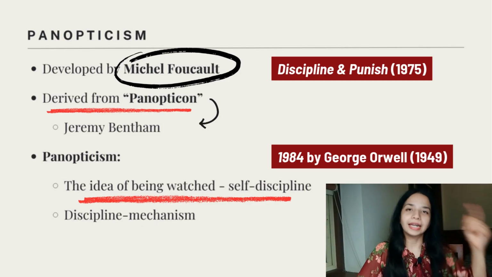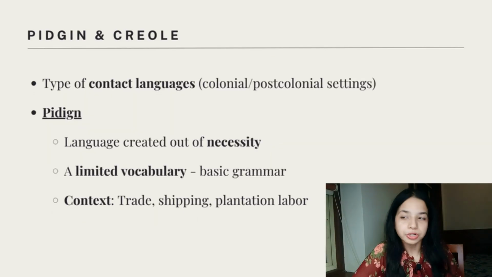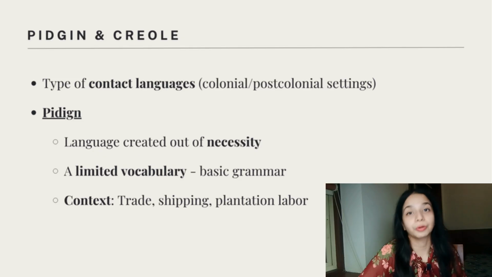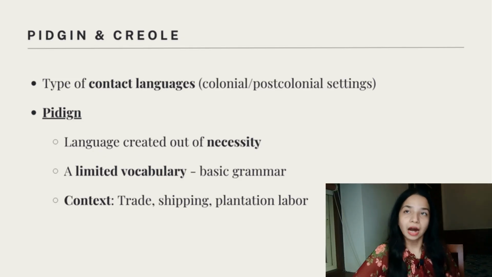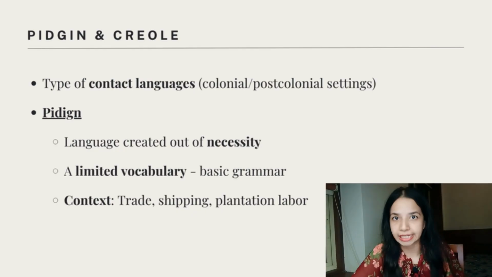Having said that, let's move on to the next most important term that was asked in the June 2025 paper. The second most important term, or I should say a pair of terms that was asked in this year's paper, were Pidgin and Creole. Now, Pidgin and Creole are linguistic terms, but in order to understand them, you also need to have a bit of a cultural context, right?